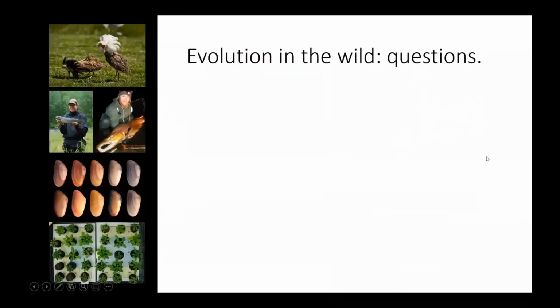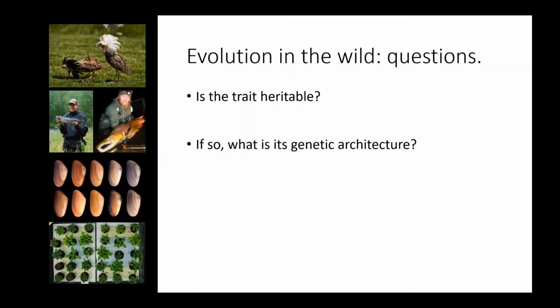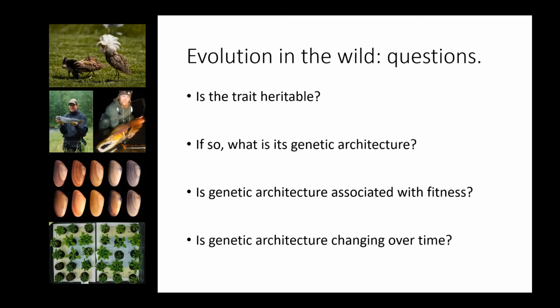So now that we have these genomic technologies, but we also have information from long-term ecological studies in the wild, there's 4 questions that my research really aims to answer. So first of all, are traits heritable? So what proportion of the variation that we see is due to genetic effects? Secondly, if so, what's the genetic architecture of this heritable variation? Thirdly, is this genetic architecture associated with fitness? And finally, is this genetic architecture actually changing and therefore evolving over time?